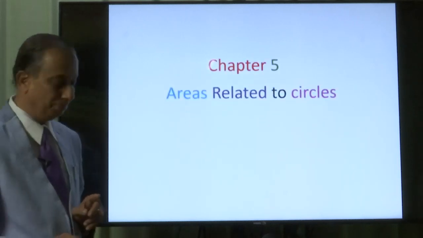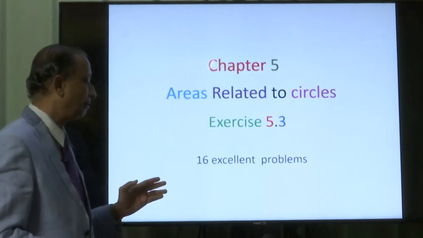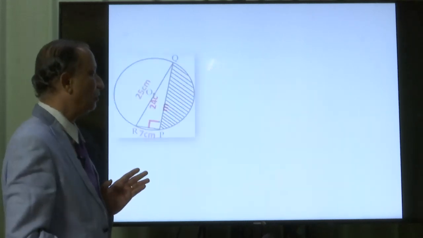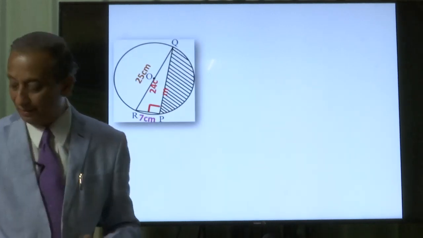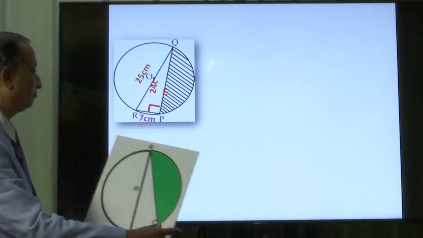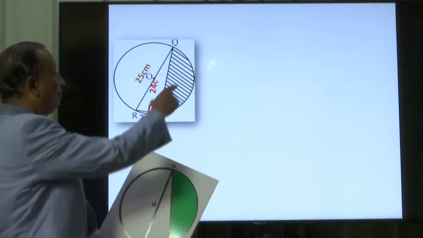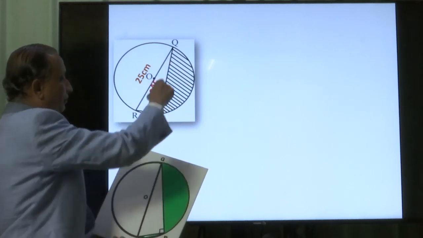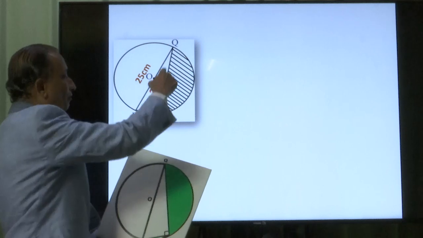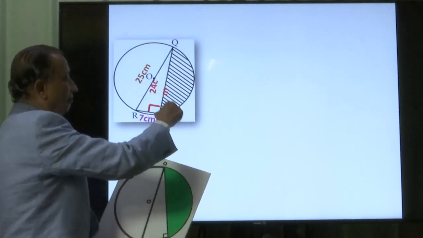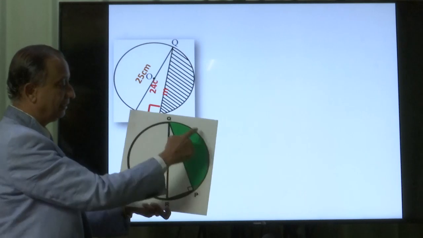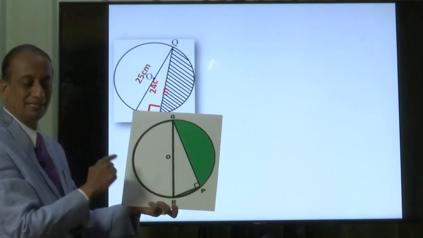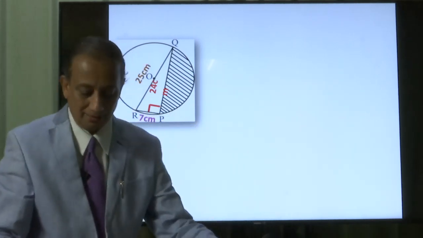Now, in this chapter, there is one exercise 5.3. There are 16 excellent problems there. Please try to solve them. Now, here is one example given in our textbook. See here. We are given O as the center of this circle, and they have given some data which I will tell you. We have to find the area of this shaded region, which is in green color, this plus this small piece. We have to find the area of this region. So, let me try to explain this to you now.